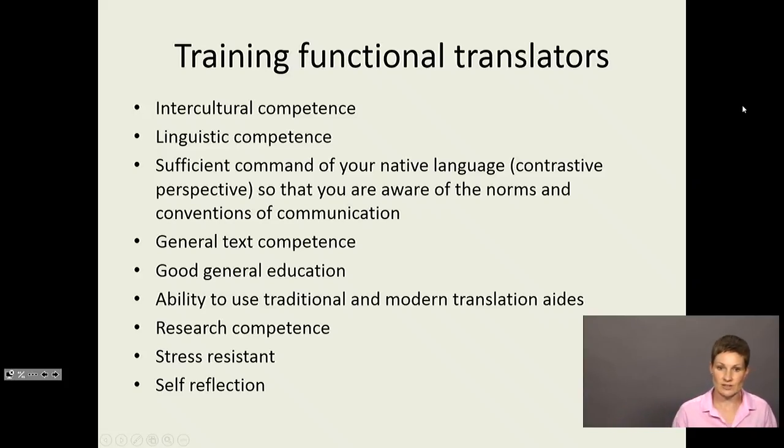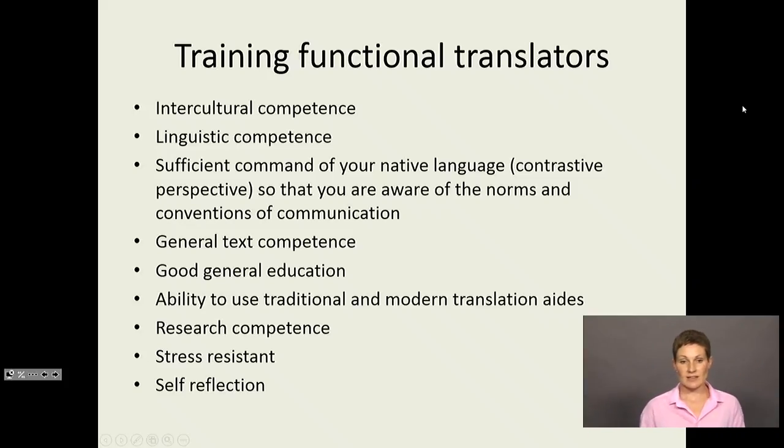What some key issues that are going on globally are, etc., etc. Ability to use traditional and modern translation aids, so that means you might need to use your paper dictionary sometimes. You'll obviously be using a lot of online dictionaries. You might be using computer-assisted translation tools. All of these things together will also make you a better functional translator.